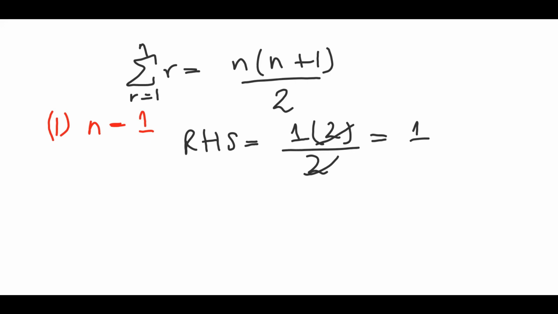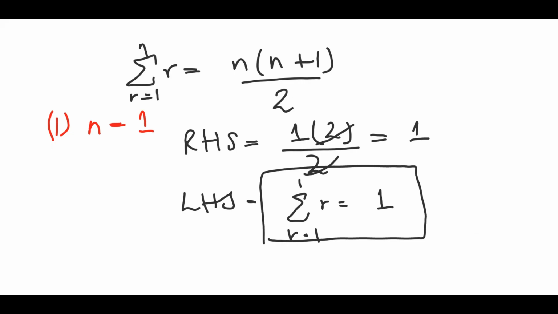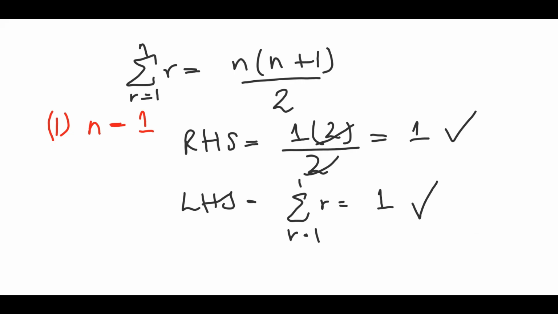Now, when you do the same on your left-hand side, substituting n with 1, your r from 1 to 1 will become 1. We've already done this formula. When we substitute it into the related formula in your formula booklet, you'll get your answer to be 1. So your left-hand side is equal to your right-hand side. This is all that you're going to be applying in the first stage of your answer.